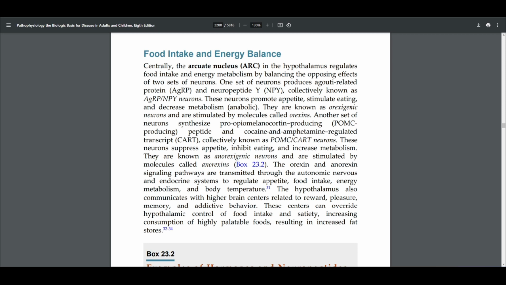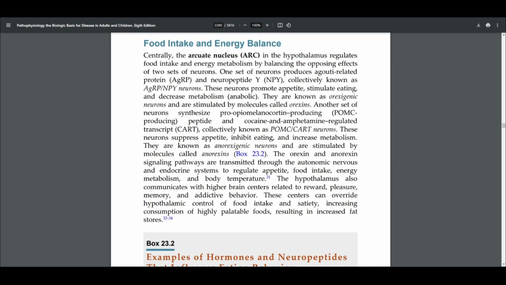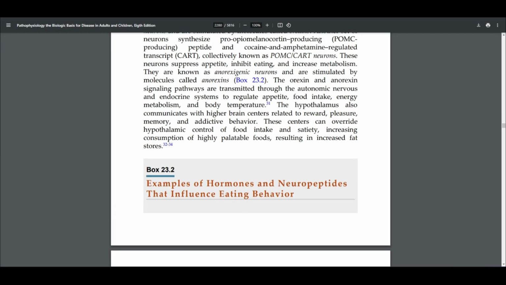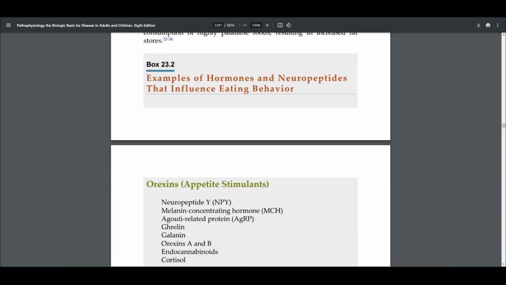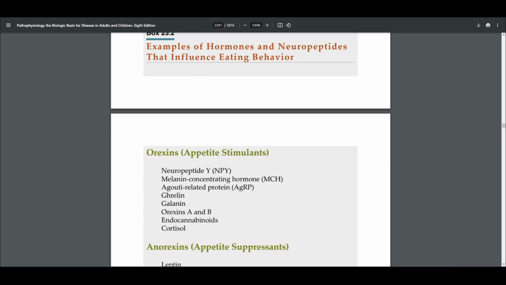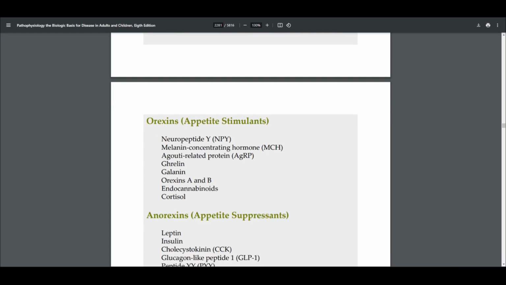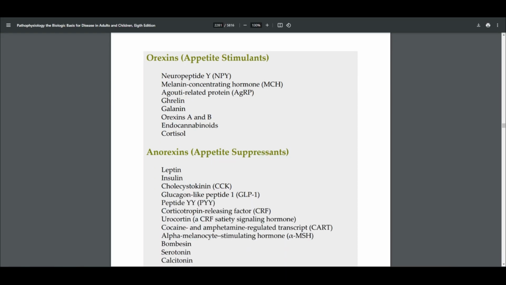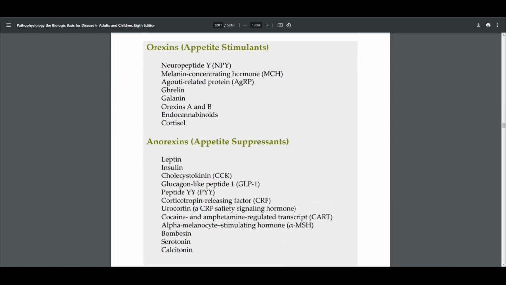The hypothalamus also communicates with higher brain centers related to reward, pleasure, memory, and addictive behavior. These centers can override hypothalamic control of food intake and satiety, increasing consumption of highly palatable foods, resulting in increased fat stores. So, examples of hormones and neuropeptides that influence eating behavior. Again, those orexins and anorexins. I'll leave that list up for just a moment. You can take a look, and we'll keep going.